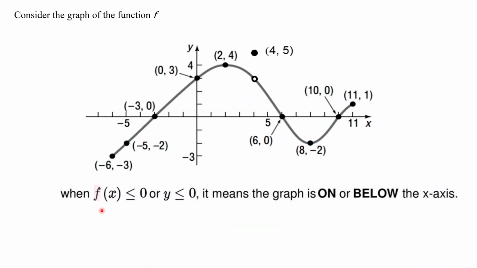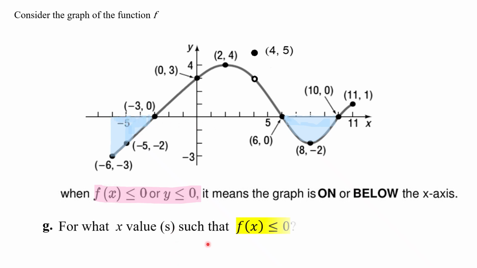And when f of x is less than or equal to 0 or y less than or equal to 0, it means the graph is on or below the x-axis. So when we're looking for x values such that f of x is less than or equal to 0, the x values are in the intervals from -6 to -3, union from +6 up to 10.